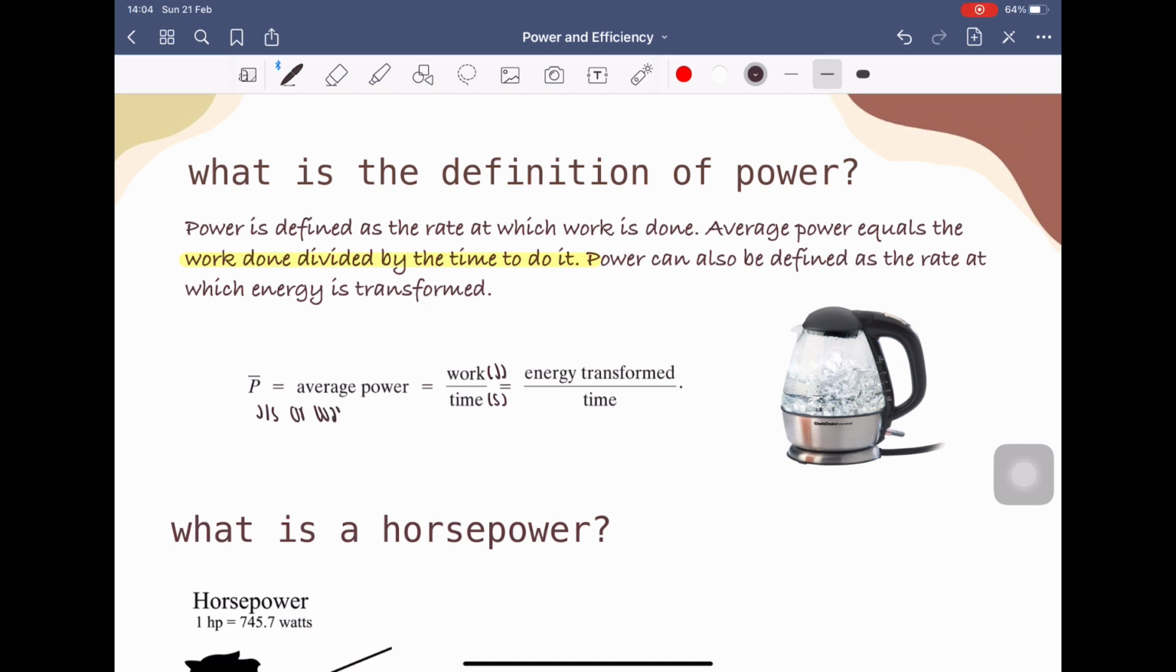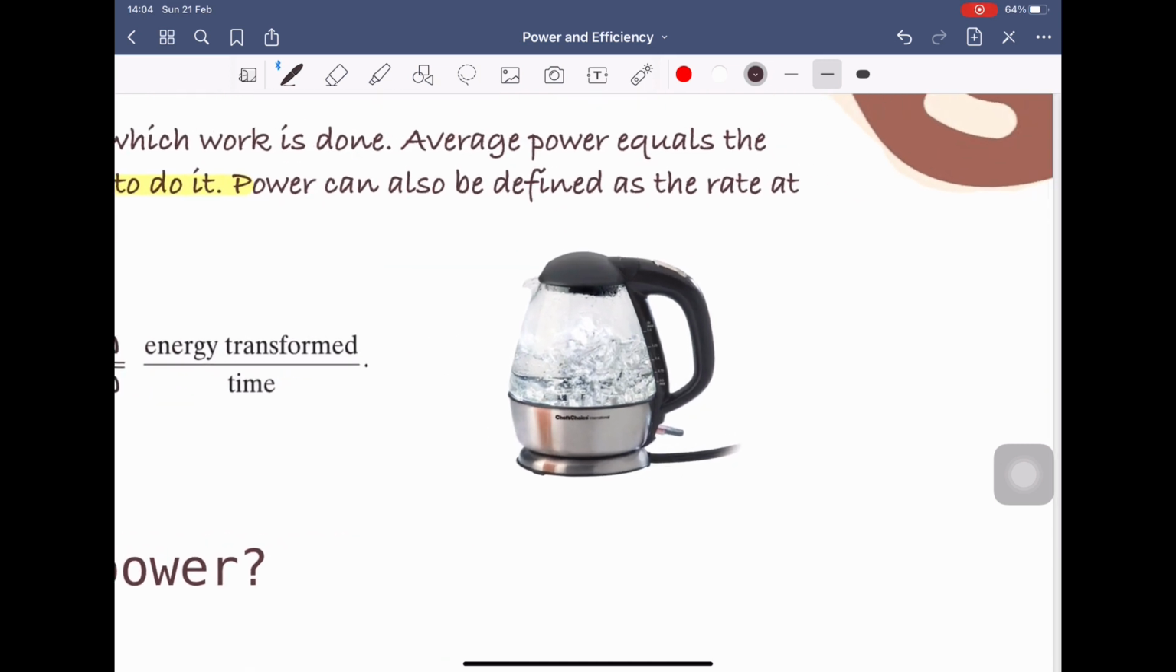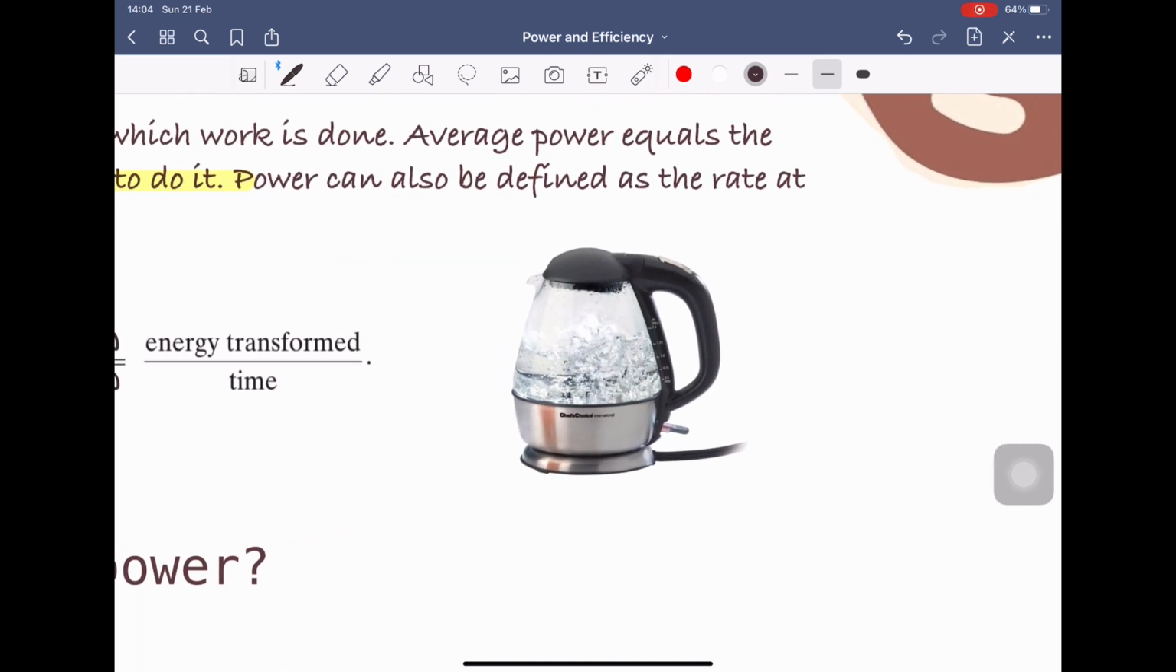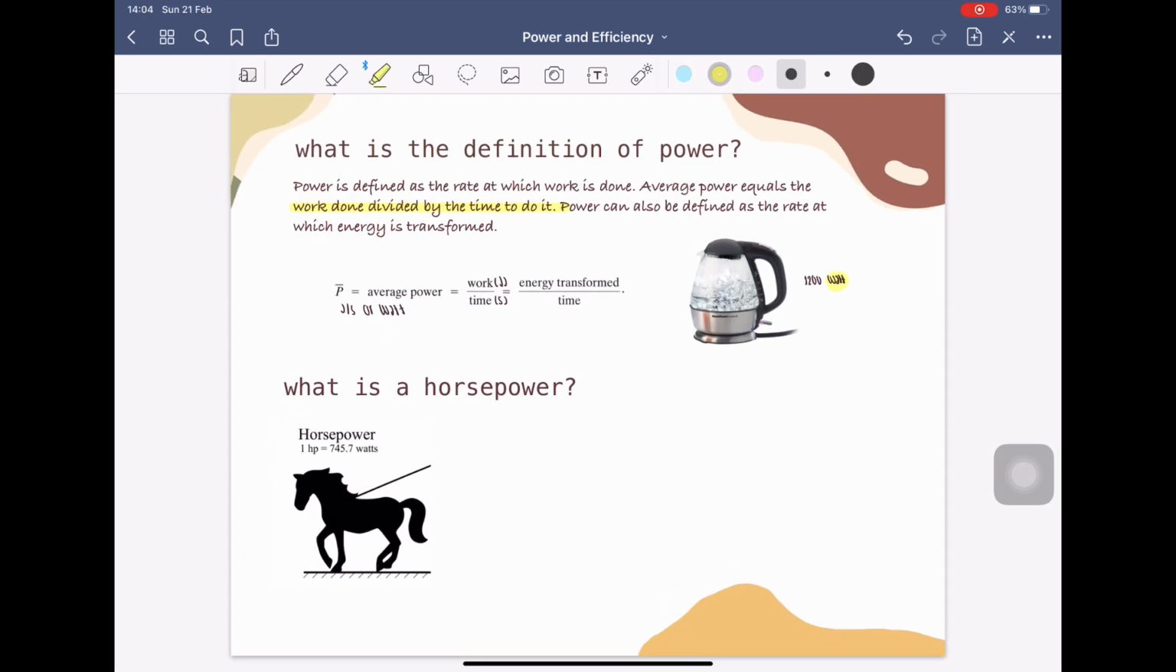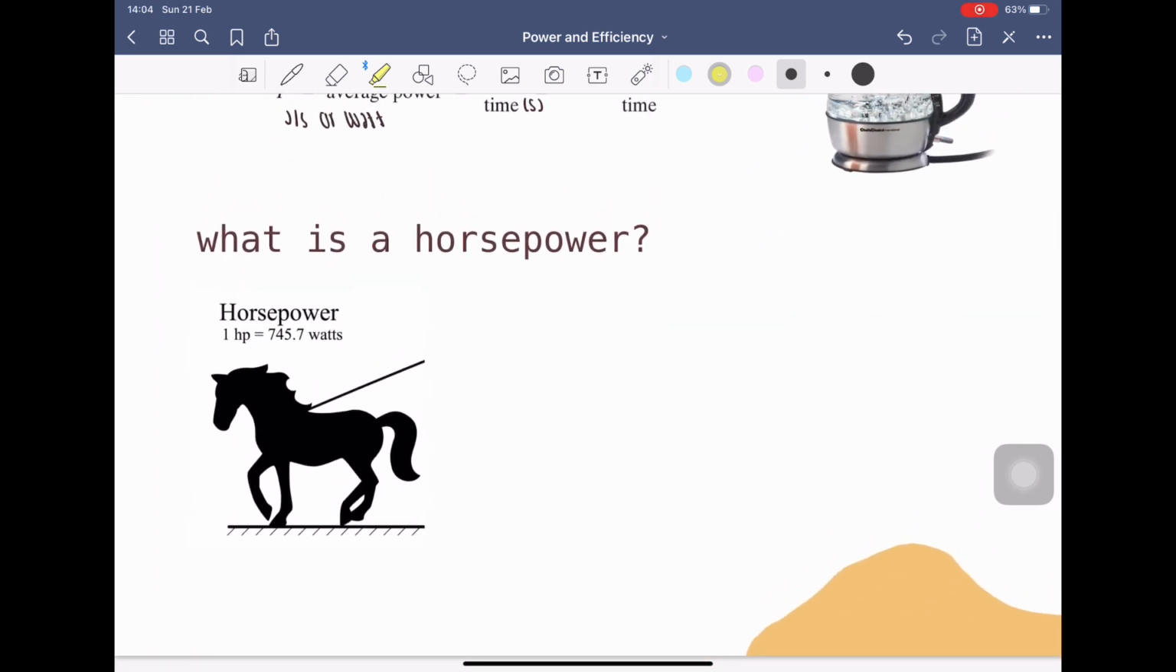As an example, the water heater here uses 1200 watts. As we can see, it is simply described in watts. Horsepower is in the British system. So 1 horsepower equals 746 watts, which we can write out as the equation.